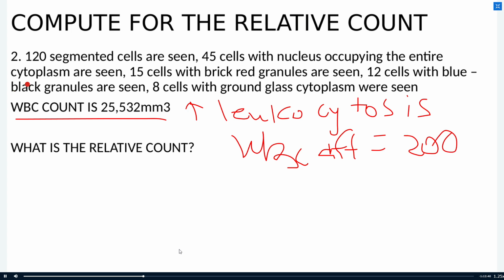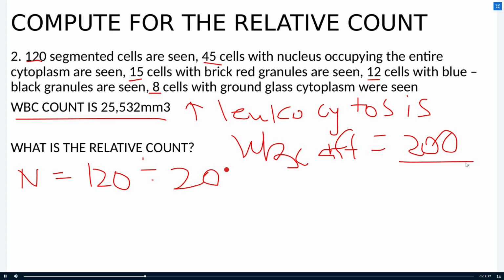200. Sige nga, check na natin kung 200 yung nabilang niya. 120 plus 45, 165 plus 15, 180 plus 12, 192 plus 8, 200. So 200, very good. Now, what's the formula? So let's say gusto natin kunin yung neutrophil. So ilan yung cell type counted? 120 divided by the total to be differentiated, which is 200. You multiply it by 100. You would get what? What's the answer, class? 60. Do not forget the unit.